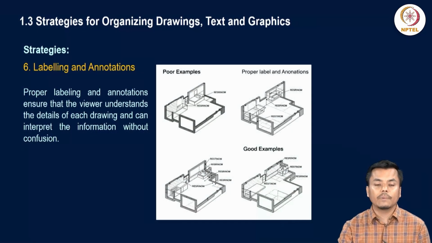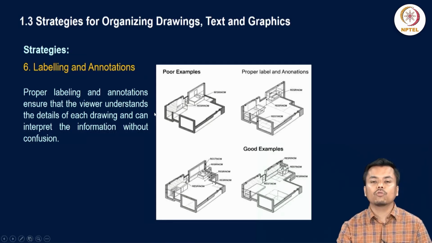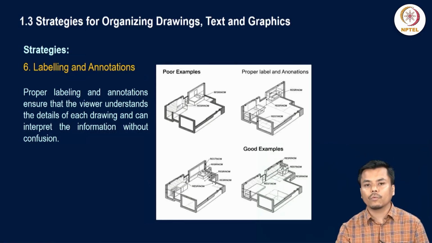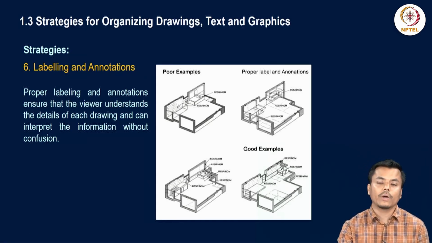Then next is labeling and annotation. Proper labeling and annotation has to be followed, so that you ensure that the viewer understands the details of each drawing very clearly, and there is no confusion between what the viewer has perceived and what you actually meant through the drawings.